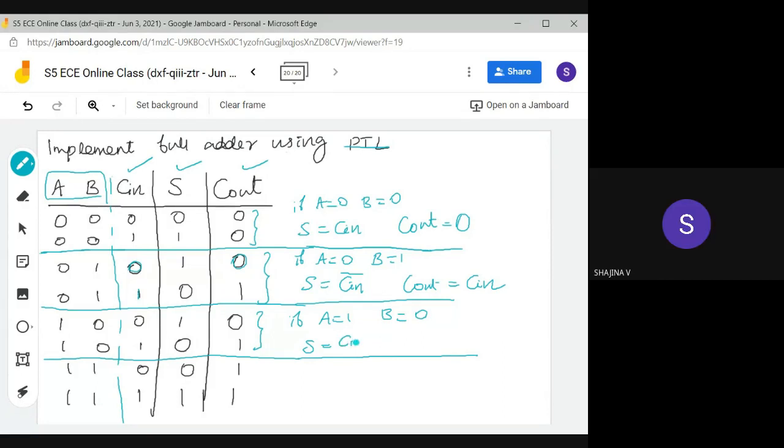C in complement, C in bar. Then C out equal to C in. And finally, under this condition, if A equal to 1 and B equal to 1, S equal to C in and C out equal to 1. Okay. So using this logic, now I can draw the pass transistor circuit for the full adder.